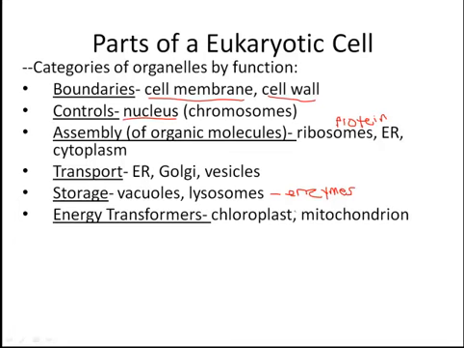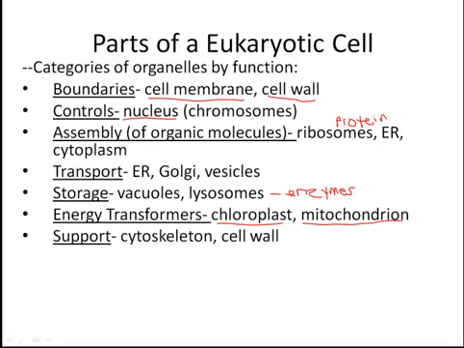You have organelles that are energy transformers, your chloroplasts and your mitochondria. Chloroplasts are going to do photosynthesis, mitochondria are going to do cellular respiration. We'll talk about more in the next podcast on those. Support, the cytoskeleton is a crisscross network of proteins all throughout the cell. That's especially important when a cell does not have a cell wall. So it gives the cell its shape, also allows for movement.